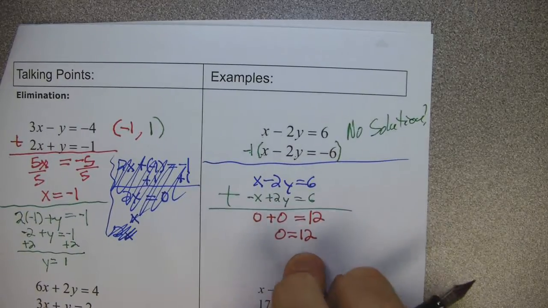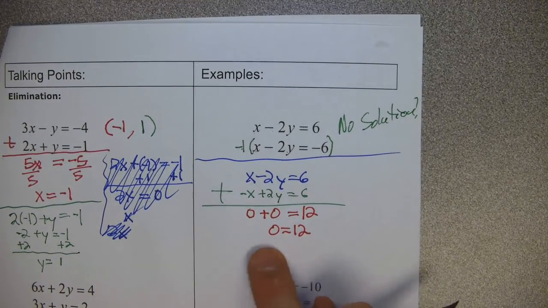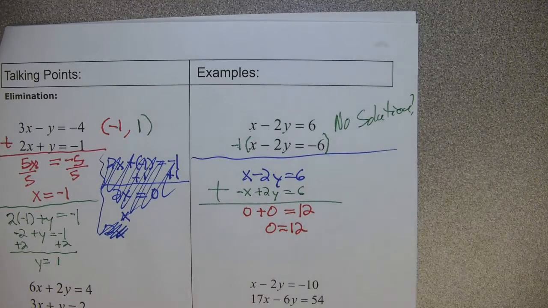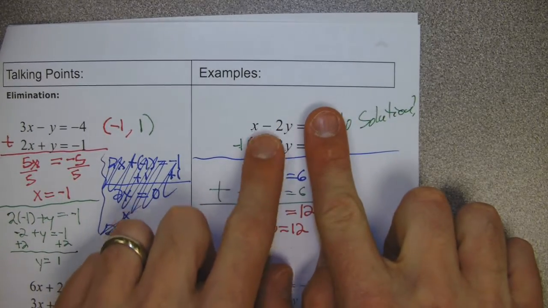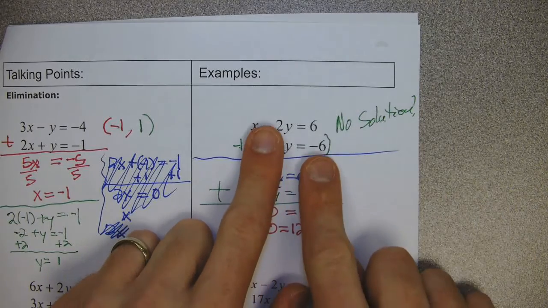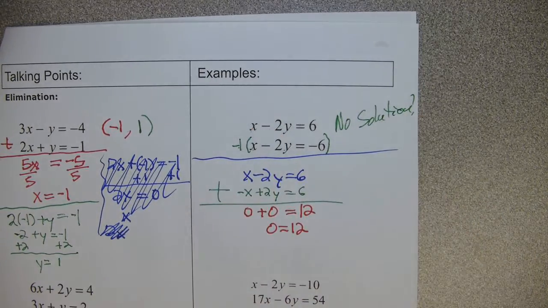That doesn't work. If we end up with something that's obviously false, in this case, obviously 0 does not equal 12, we have a no solution scenario. Simple as that. And again, I spotted that early on, so I didn't technically have to do all this work. If one side is identical and the other side is something totally different, then we have a no solution scenario. So you should be able to spot those very, very quickly.